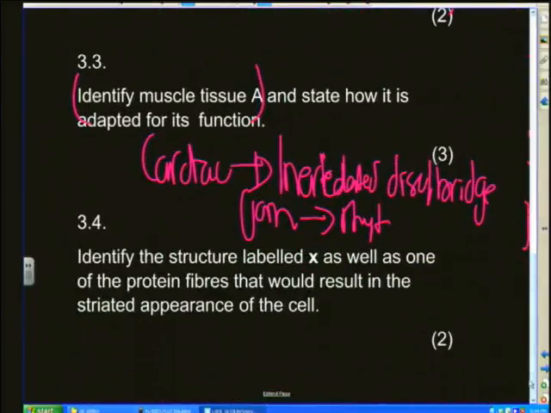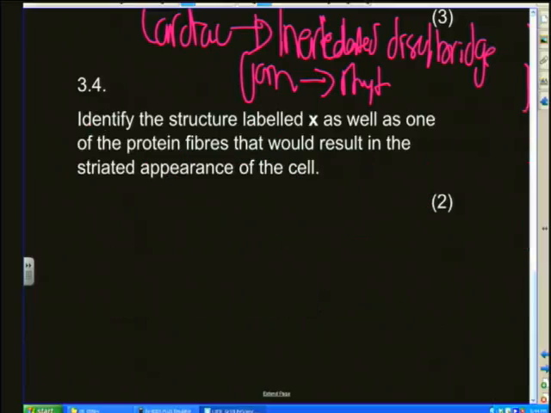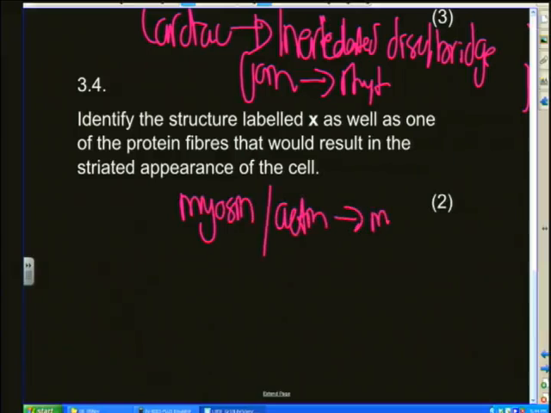And when we look at a muscle, what is number X, as well as one of the protein fibers that would result in the striated appearance? X is myosin, okay? That's the protein, myosin and actin. All right, and identify the structure labeled X. It's that whole thing. It's your myofibril.